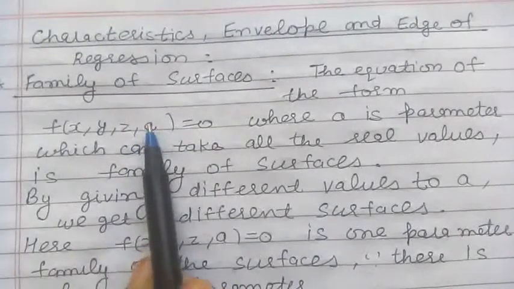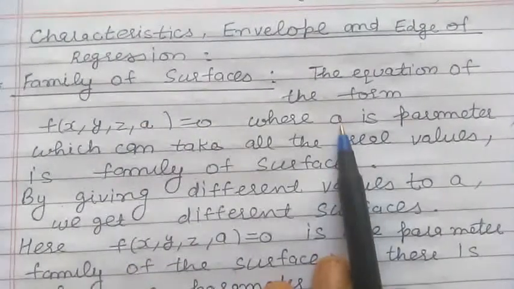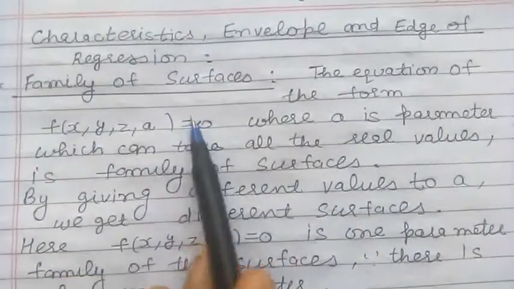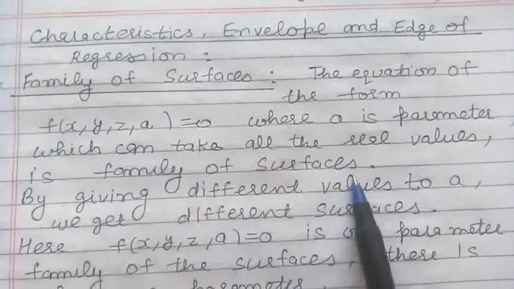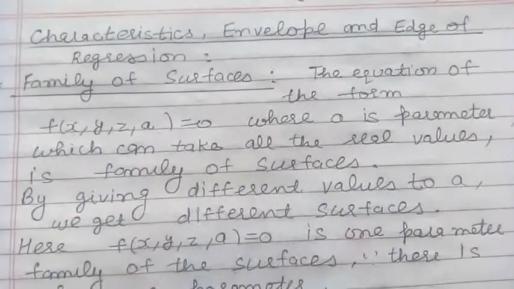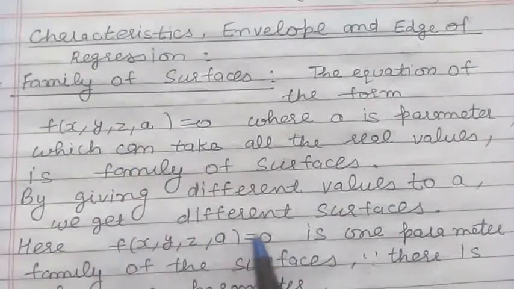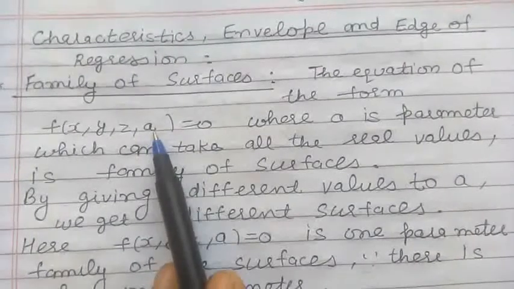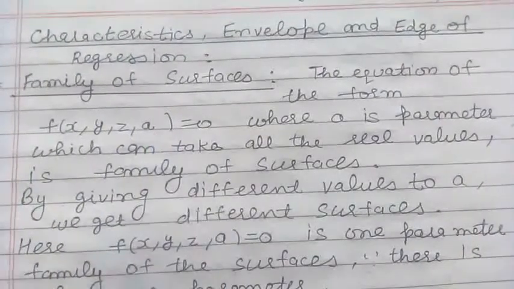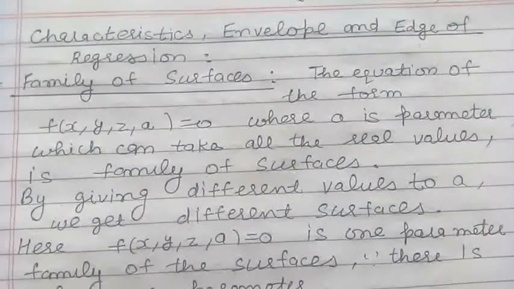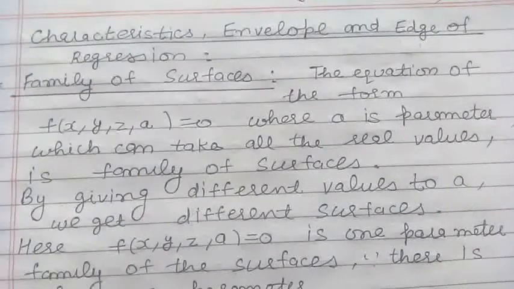Here, this a is a parameter and can take real values. This kind of equation is called the family of surfaces. Here we have only one parameter, so this equation represents a one parameter family of surfaces. By giving different values to this parameter a, we get different members of this family of surfaces. Similarly, we can define 2 parameter family, 3 parameters family, and so on.